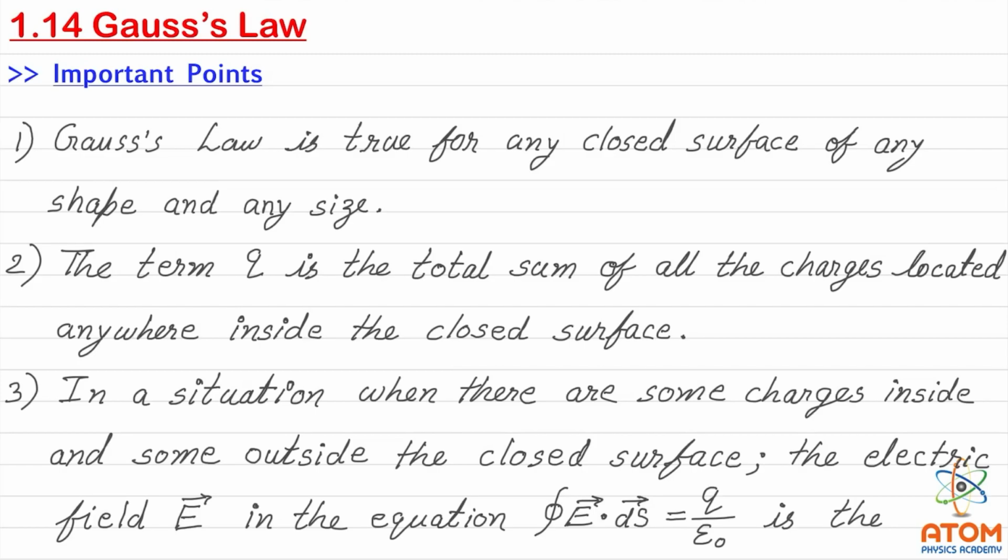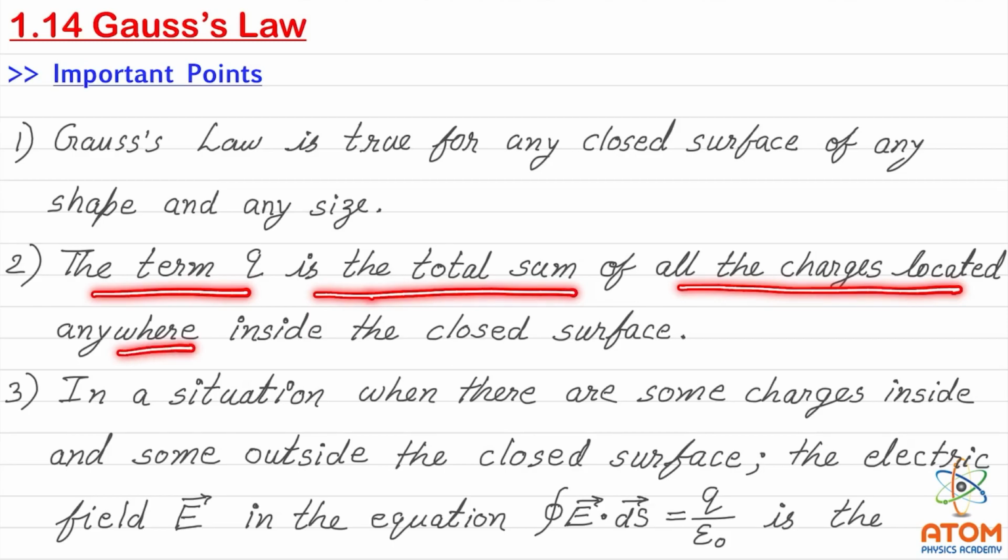Now let us see some important points for Gaussian law. First, Gauss law is true for any closed surface of any shape and any size. You can take any type of closed surface of any shape and any size for applying Gaussian law. Next, the term Q is the total sum of all the charges located anywhere inside the closed surface.